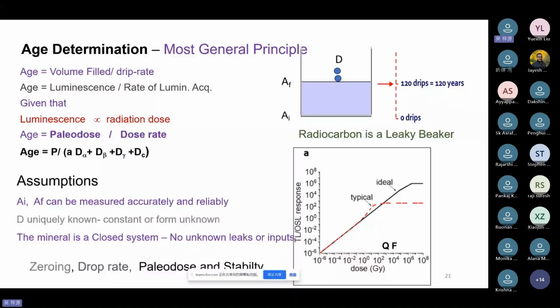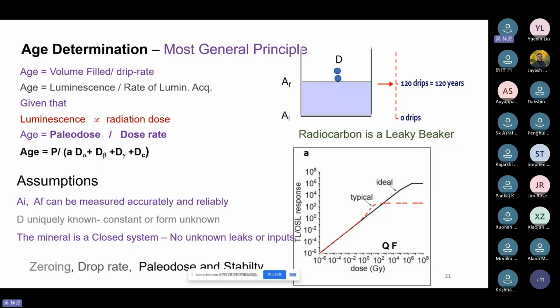Whereas if you have a leaky beaker, you start with the filled beaker and the water leaks at a certain drop rate and the signal decays, as is the case of radiocarbon. Again, in radiocarbon, you have to know that the leaks that you know are the only leaks, which is the radioactive decay. Otherwise, there could be other contaminating issues that will come in. So this beaker essentially allows you to conceptualize and visualize all dating methods, irrespective of where you want to apply.